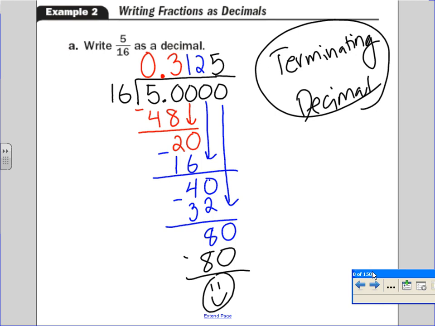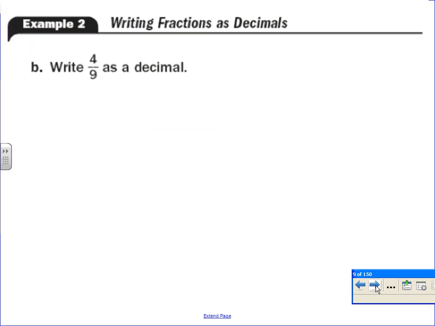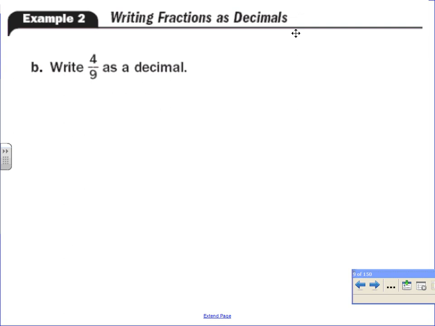Emma H? Exactly. 5/16 is smaller than 1, so you know it's going to be a decimal. So use your math common sense. I completely agree with that. Adam? Yes. Yep. That one will be a little easier, of course. All right, let's do another one.